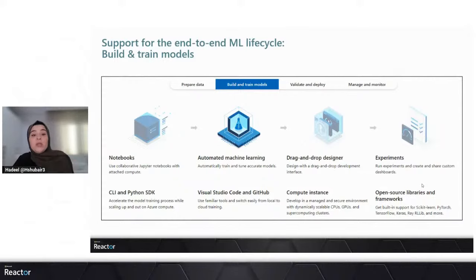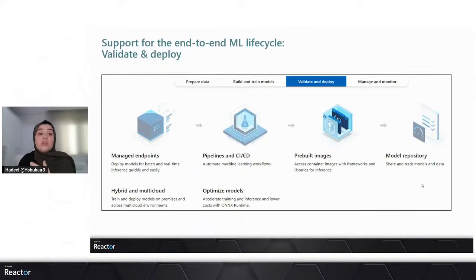So after we prepared our data, and built and trained our models, the next step is to validate what we have found and deploy as well. So you would deploy your models in batches and real-time inferences quickly and easily through managed endpoints. And then you can also use pipelines to help you automate the machine learning workflows that you have. And then you would also be able to access the images with frameworks and libraries for inference through pre-built images. And you could also look at the model repository, such as tracking and sharing models and data as well.